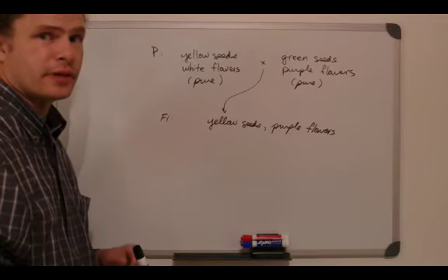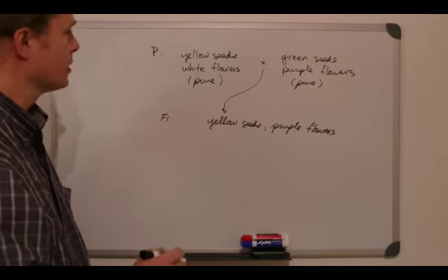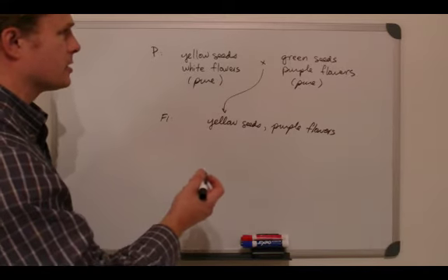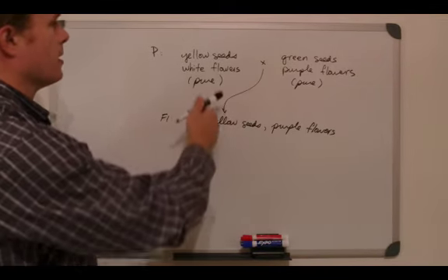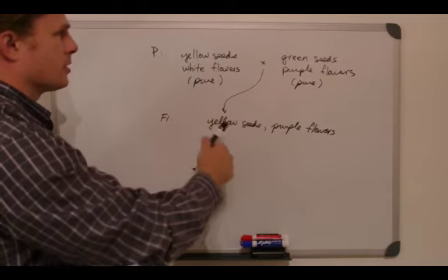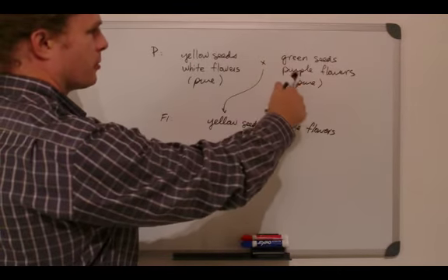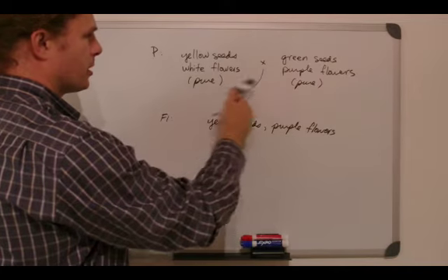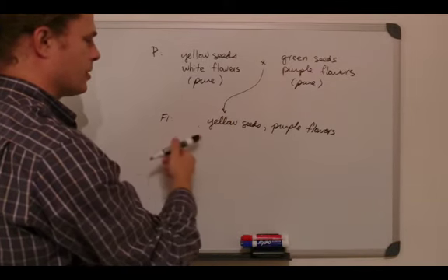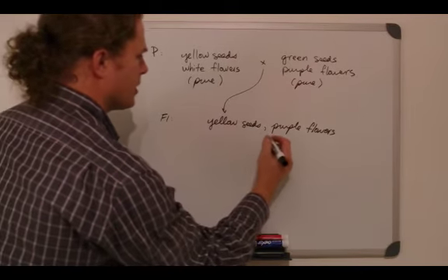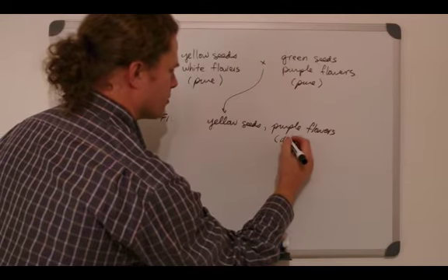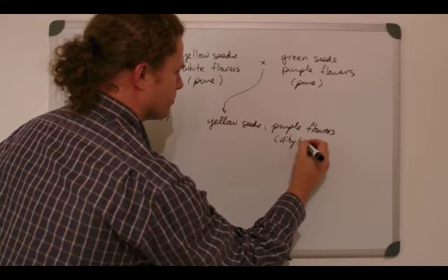So here's one example of a dihybrid cross that Mendel performed. He had pure breeding lines that differed in two characters now instead of just one. Yellow seeds with white flowers, green seeds with purple flowers, both of them pure lines, and when crossed together he observed an F1 that produced yellow seeds and purple flowers. And this F1 he surmised was a dihybrid.